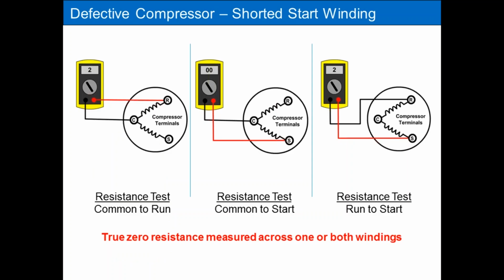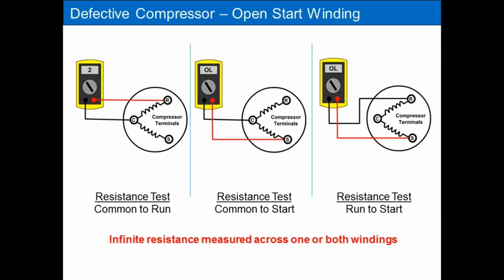A couple other things to look for, not real common, but you can come across a shorted winding. If at any time when you're measuring these three resistances you find a true zero resistance, where it's really zero, on one combination or two combinations, that's a shorted winding, bad compressor. But more common, it's going to be an open winding. When you do these resistance checks, you'll find that one or two combinations will give you an open, an overload, or an infinite resistance value.